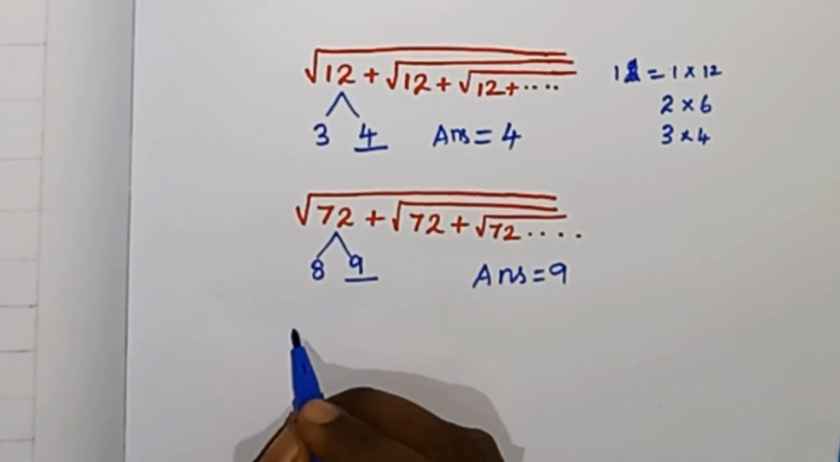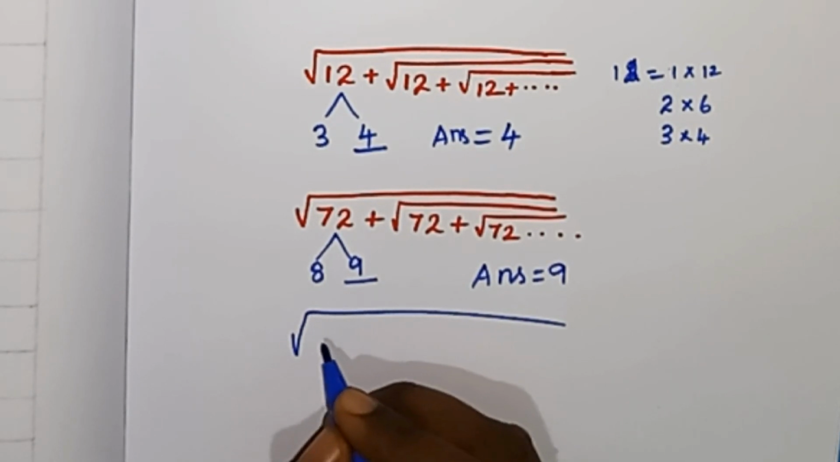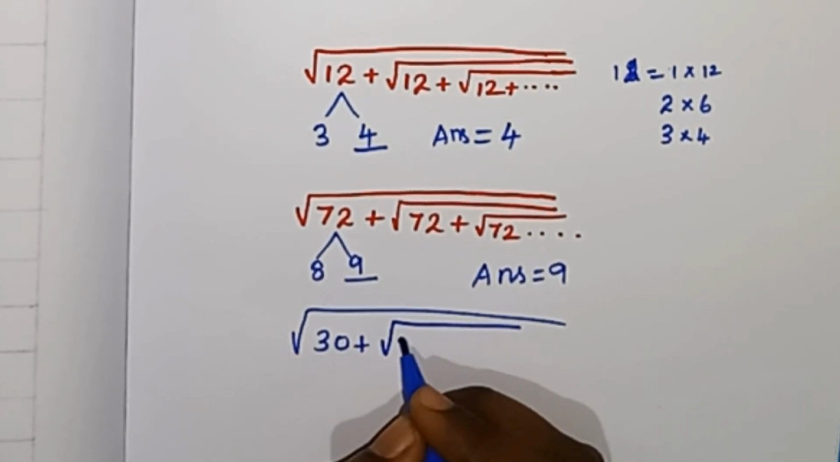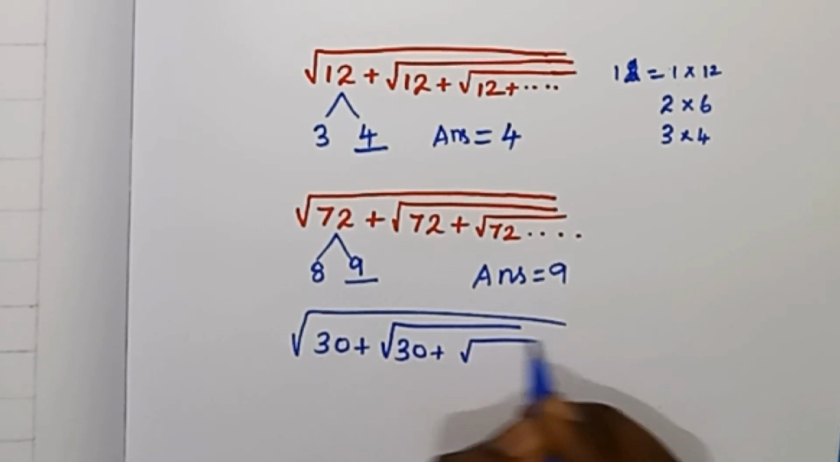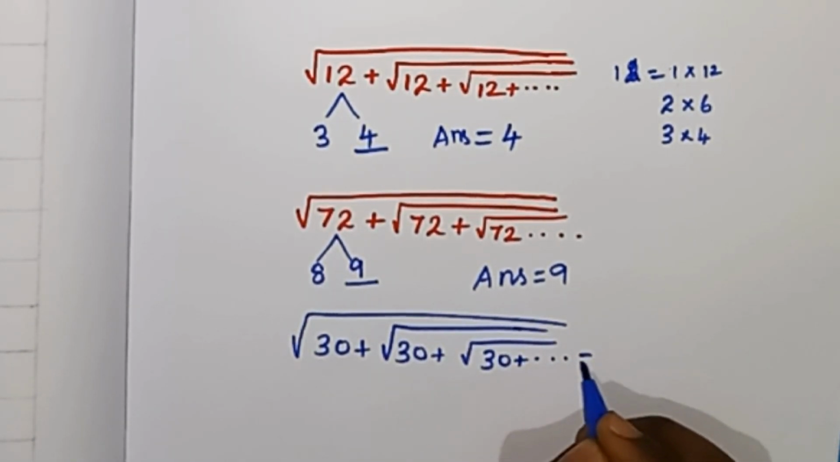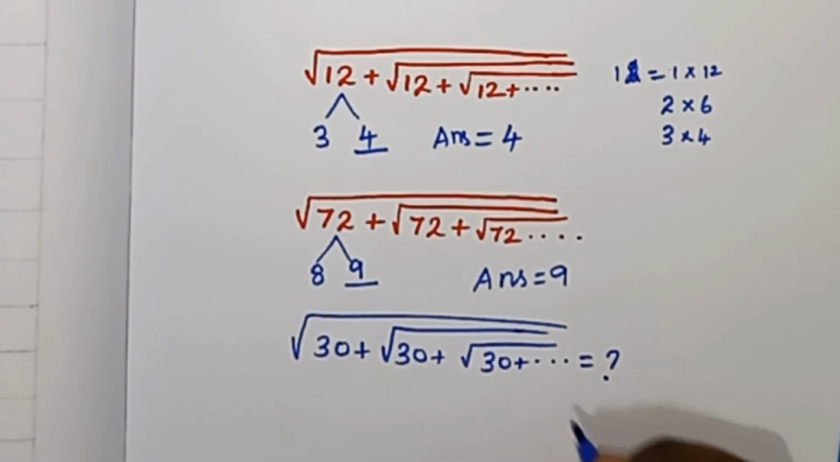I give one sum. Find the answer. Root 30 plus root 30 plus root 30 up to infinite. What is the answer? Comment.